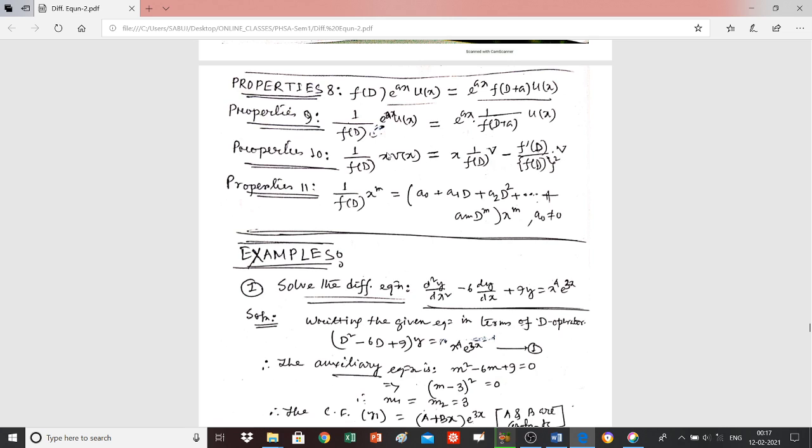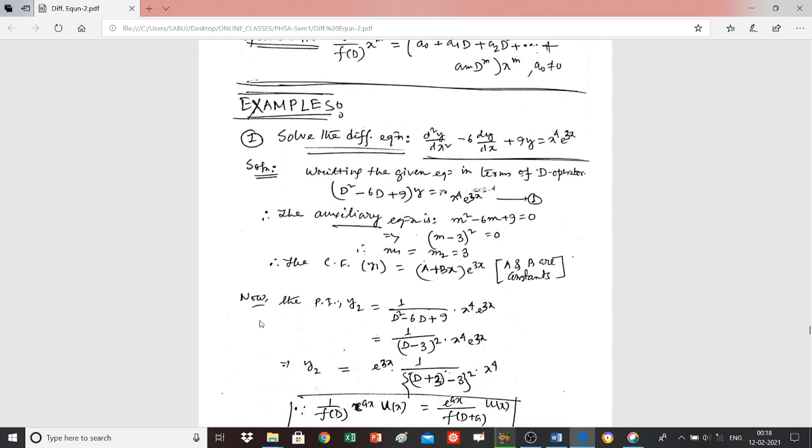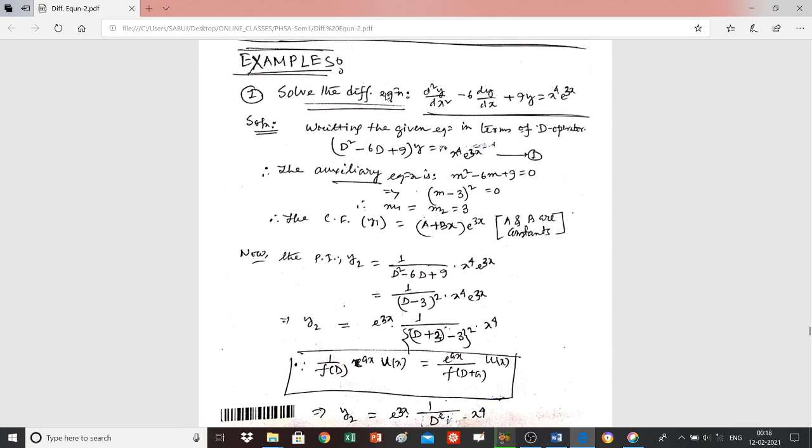We will mainly focus on these two properties, this one and this one. And this property we have already calculated, so mainly focus on this. Here are some examples of this kind of properties of f(D), that is the operator. Here is the first example: d2y by dx square minus 6 dy by dx plus 9y is equal to x to the 4 e to the power 3x. So this is the form e^(ax) times u(x).